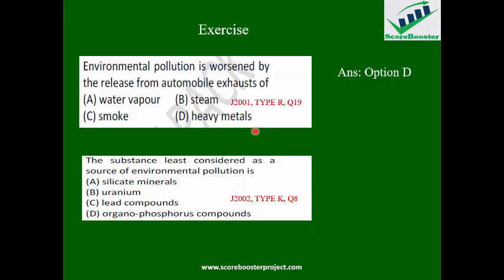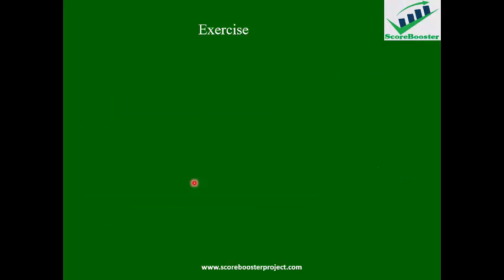The substance listed as a source of environmental pollution: we have organophosphorus compounds, lead compounds, uranium compounds, silicate metal, and out of this, I think silicate is the least source of environmental pollution, simply because uranium is a heavy metal, lead is a heavy metal, organophosphorus compounds are complexes. So option A is the answer.